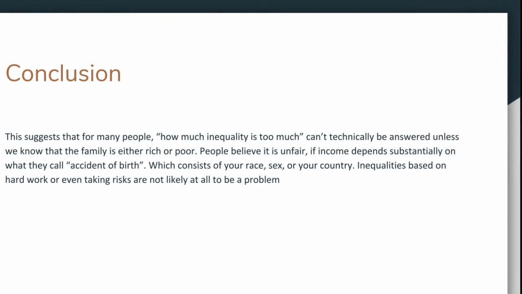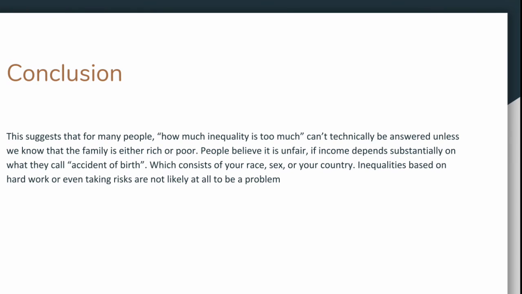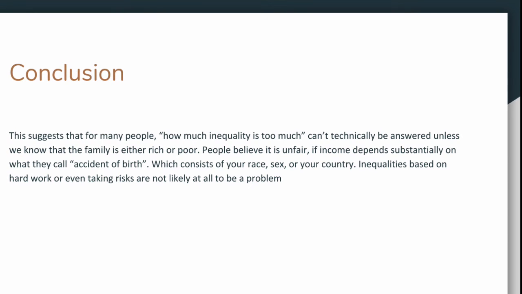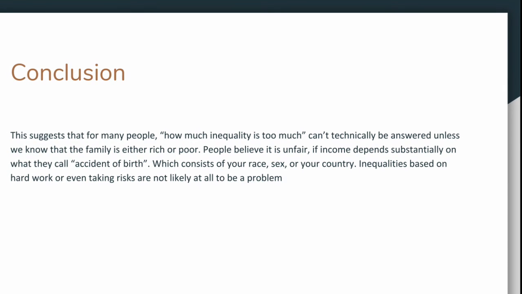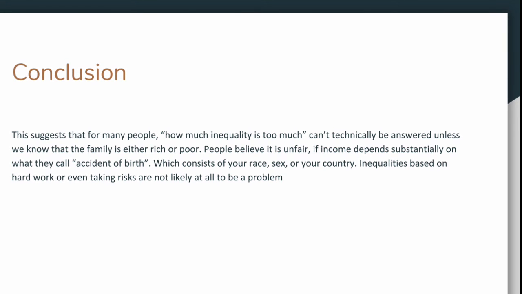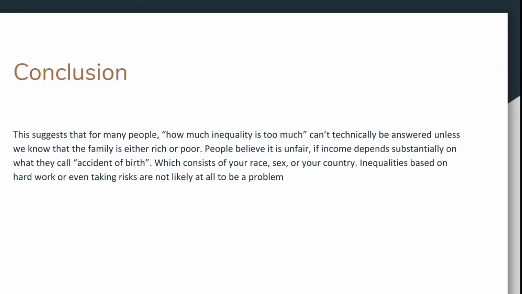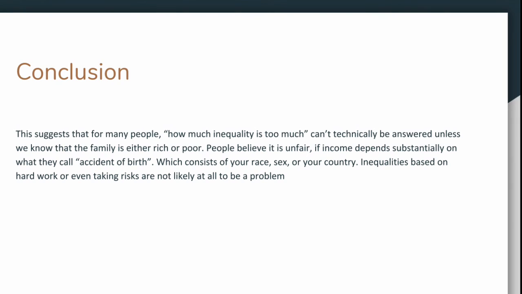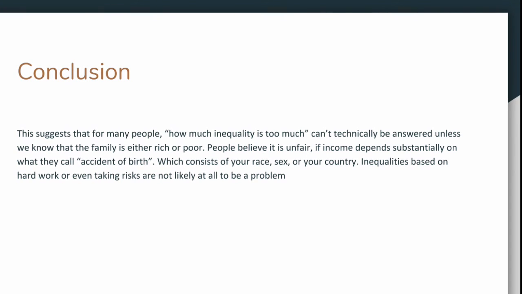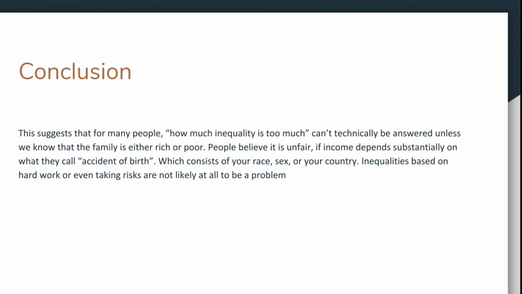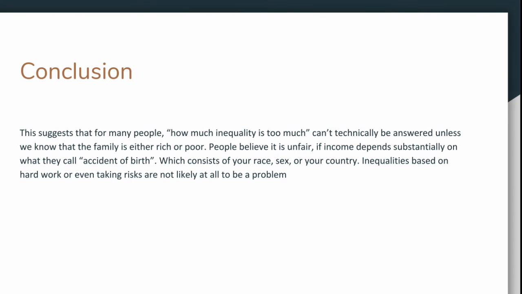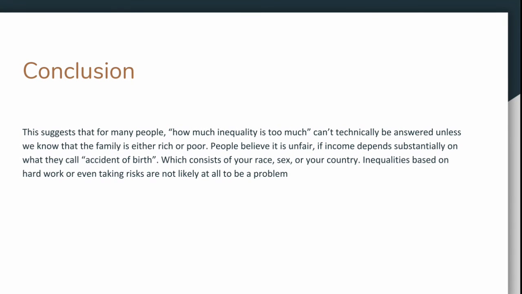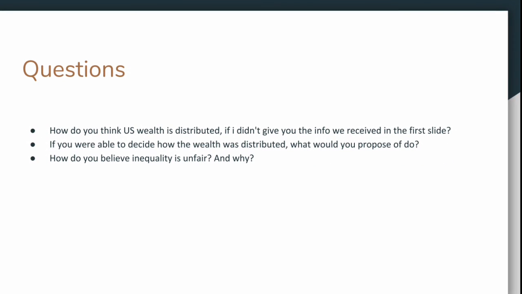So for the conclusion, which dives into whether inequality is unfair, but also dives into the first half. This suggests that for many people, how much inequality is too much can't technically be answered unless we know if the family is either rich or poor. People believe that it is unfair if income depends substantially on what they call accident of birth, which consists of your race, sex, or country. Inequalities based on hard work or even taking risks are not likely to be a problem. So what this is saying is that you can't necessarily tell how much inequality is too much because you don't know much about their family, but people believe it's unfair if you're just stereotyping certain people, which is the accident of birth.